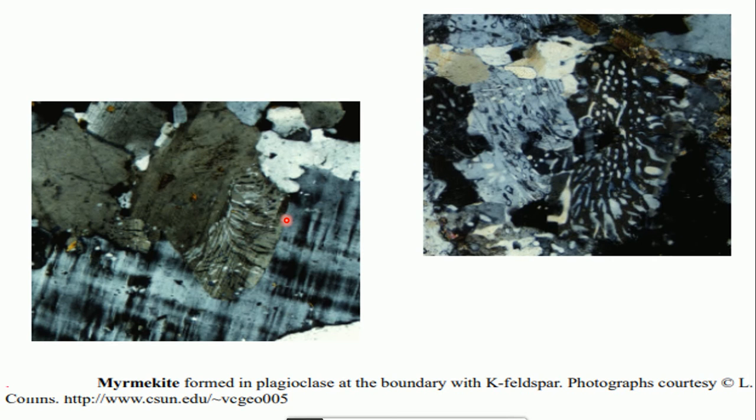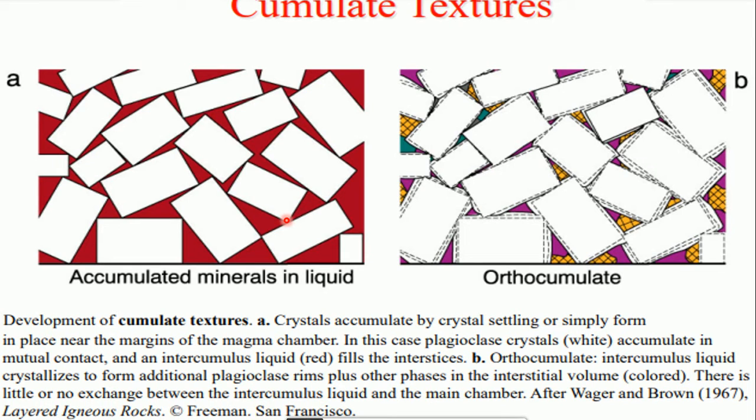picture. Now come to the cumulate texture. Development of a cumulate texture: crystals accumulated by crystal settling or simply grown in place at the margin of the magma chamber. In this case, the plagioclase crystals, white, accumulate in mutual contact and intercumulus liquid, red, fills the interstices. In an orthocumulate, the intercumulus liquid crystallizes to form additional plagioclase rims plus other phases in the interstitial volume, that is the colored part.